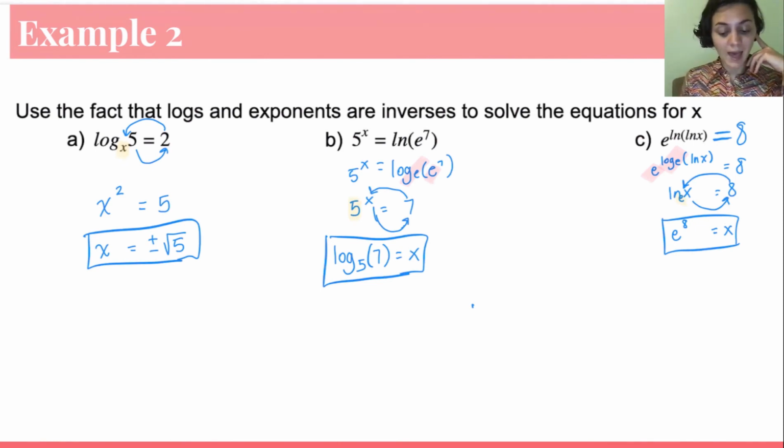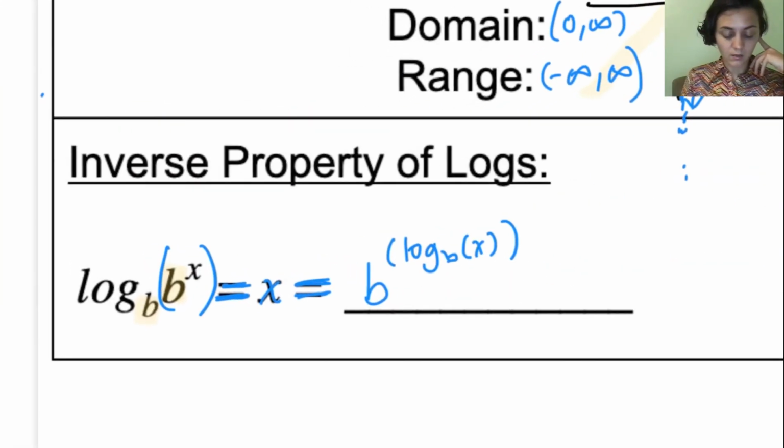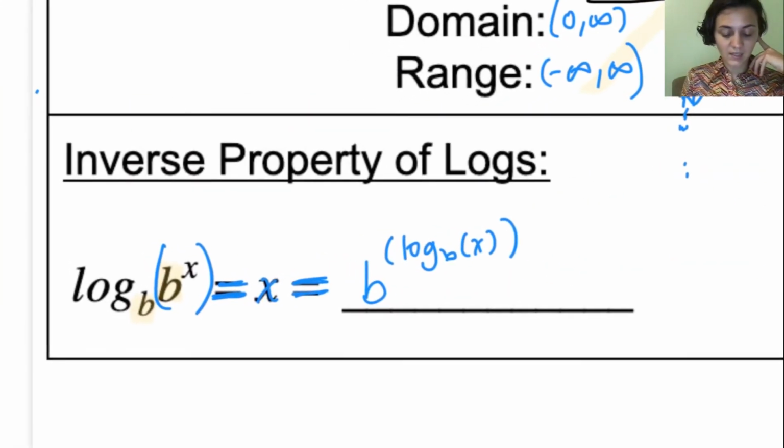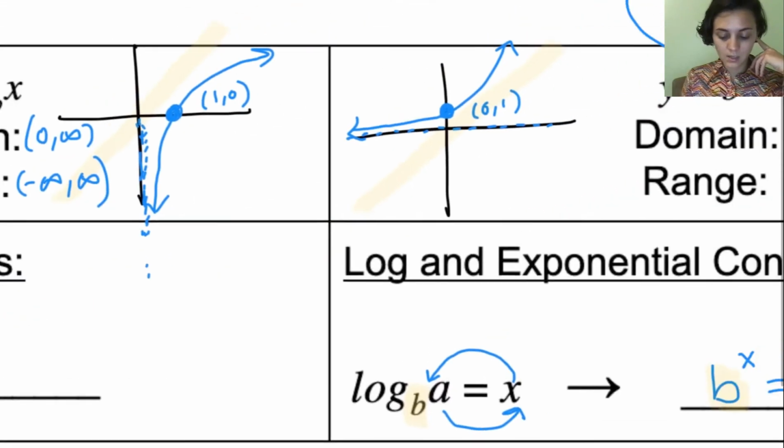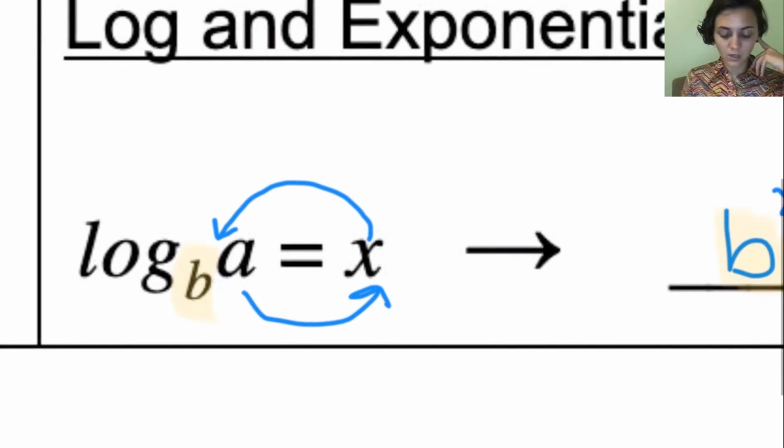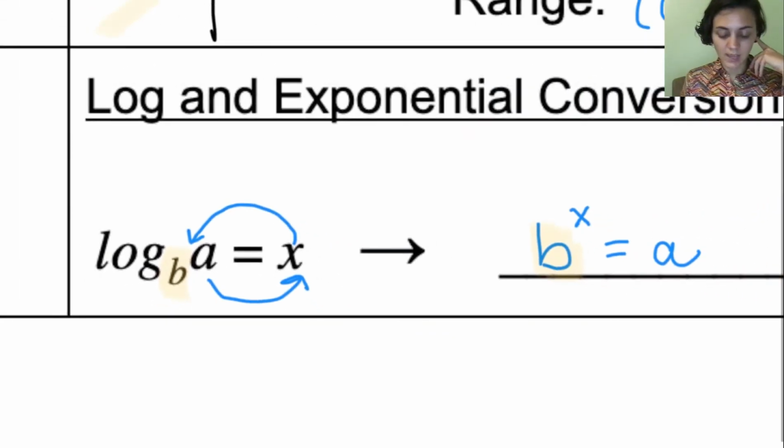So I relied heavily on these two rules right here. The fact that logs and exponents with the same base cancel each other out, and the fact that you can convert between logs and exponents.